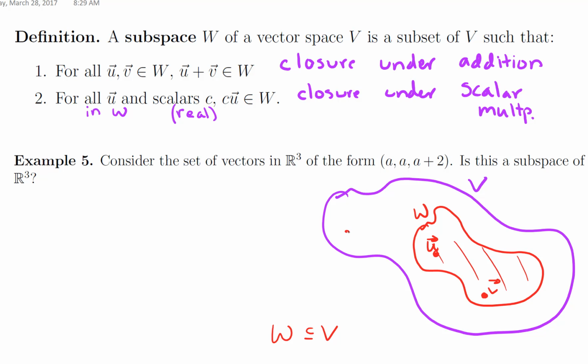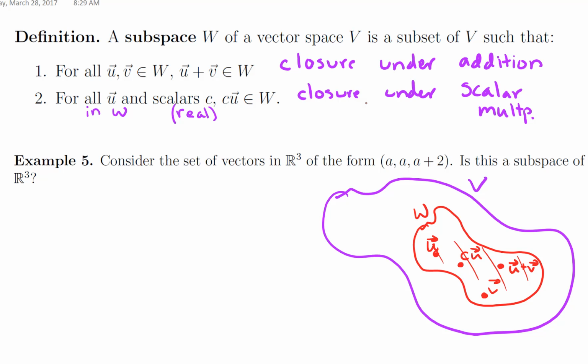If U plus V lives out here, if we fall outside of set W, then that's not closed under addition, right? That would be bad. So we would want to see if the sum U plus V lives in W. That would satisfy closure under addition. And then again, we're picking scalars C from the field of real numbers, and the question is, does C times U fall outside of W, or does C times U live inside of W, which is what we mean by closure under scalar multiplication.